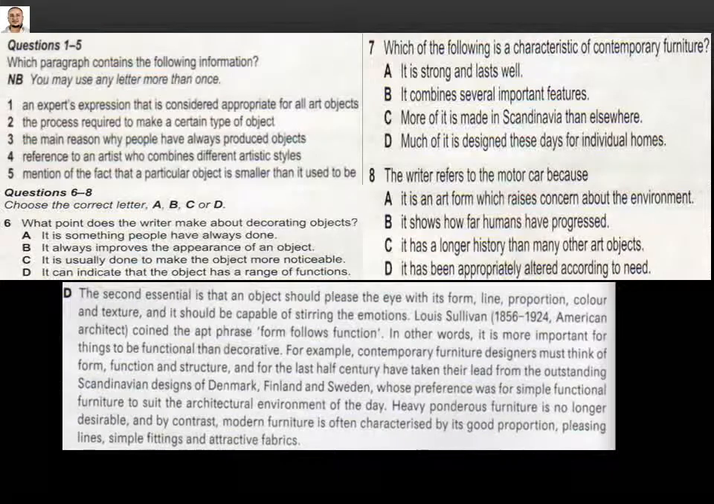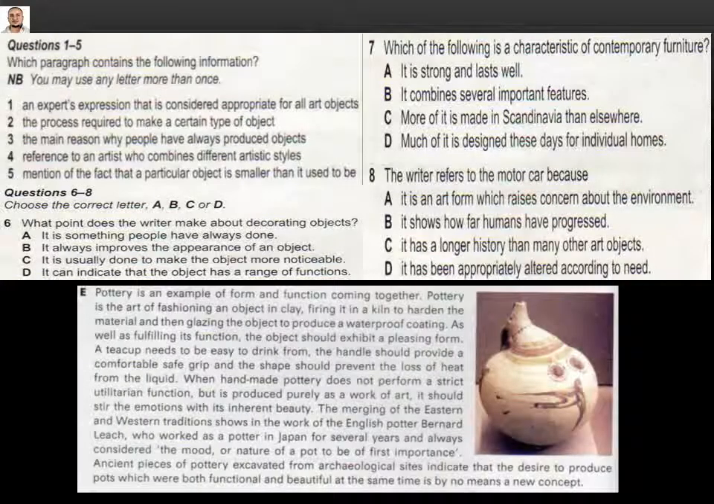Okay, now let's come to E. It says, pottery is an example of form and function coming together. Pottery is the art of fashioning an object in clay, firing it in a kiln to harden the material, and then glazing the object to produce a waterproof coating. As well as fulfilling its function, the object should exhibit a pleasing form.